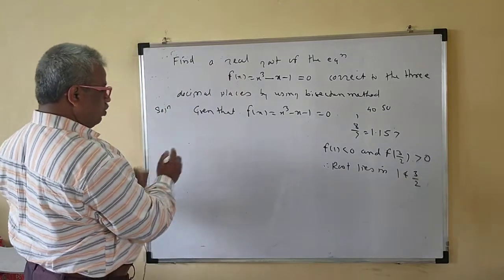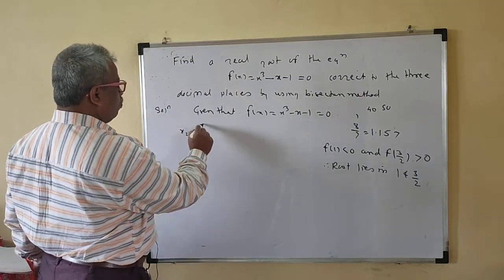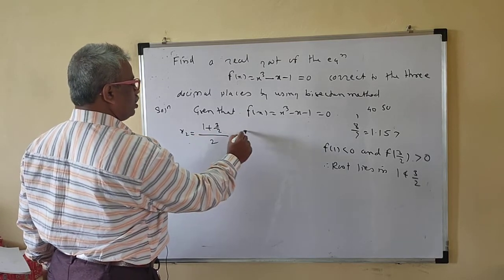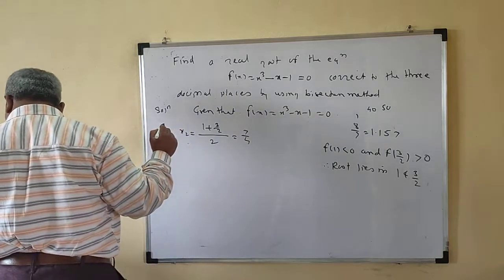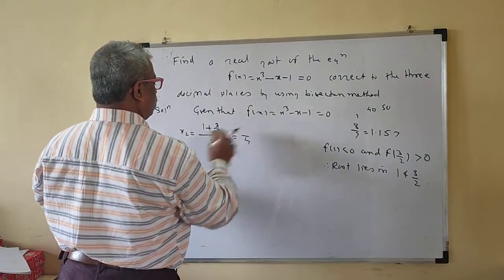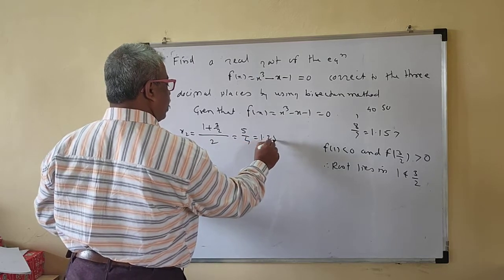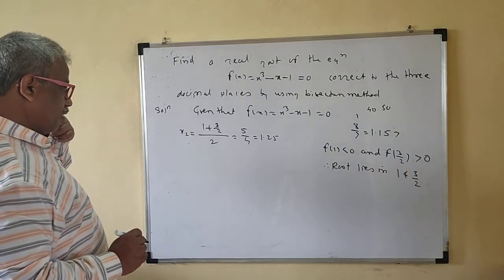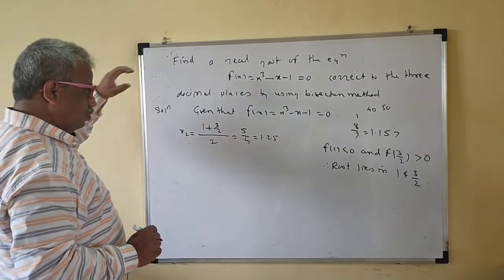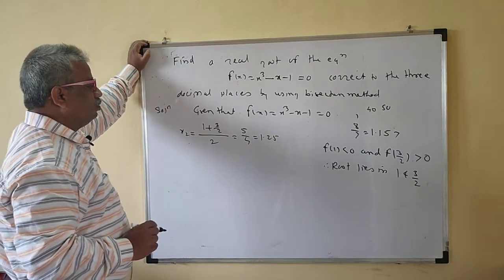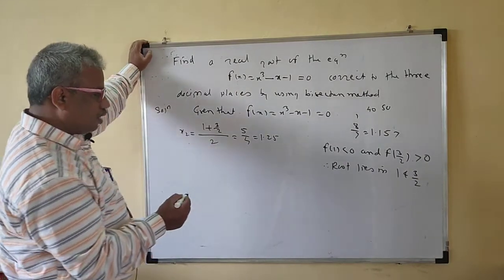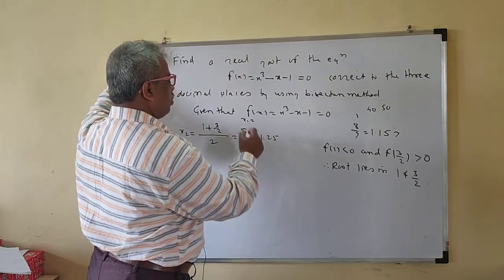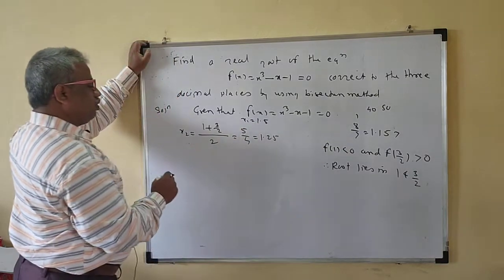Now your x2 will be (1 plus 3 by 2) upon 2. So this is 5 by 4, so this is 1.25. Now your x1 is 1.5. There is no need to find that. Your x1 is 1.5.